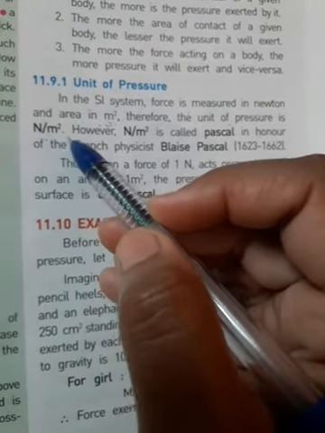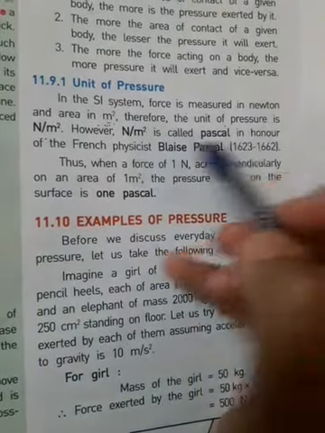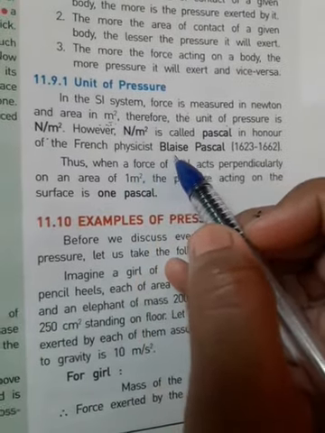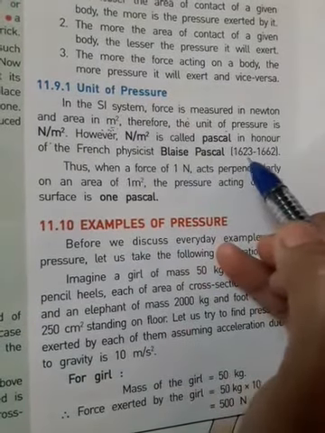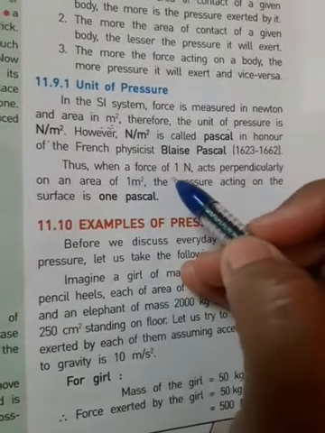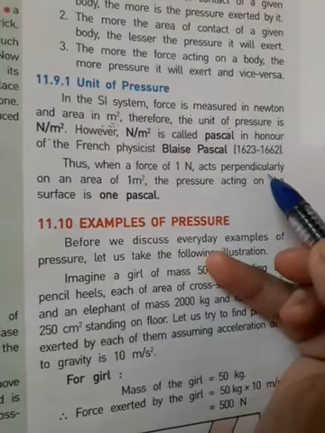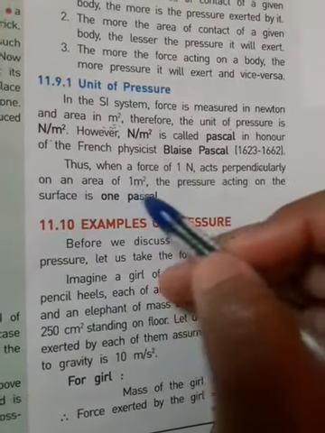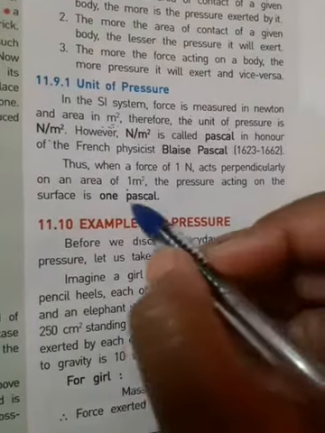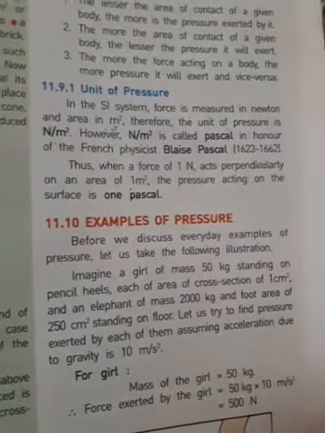Newton per meter square is called the Pascal in honor of the French physicist Blaise Pascal, 1623 to 1662. Thus, when a force of 1 Newton acts perpendicularly on an area of 1 meter square, the pressure acting on the surface is 1 Pascal.